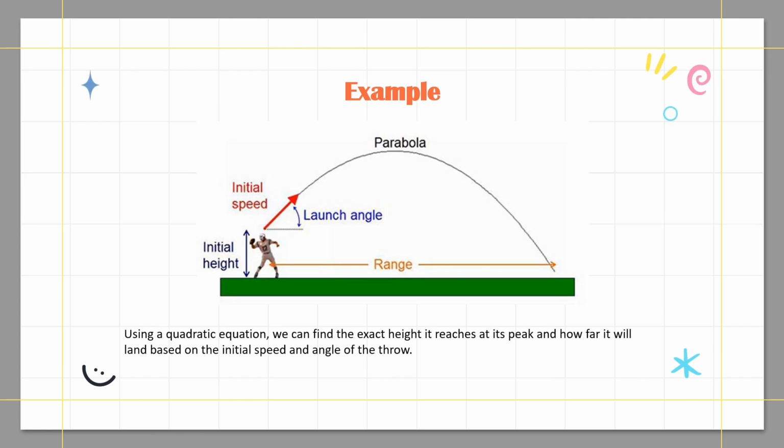Let me give you an example. Imagine a ball is thrown into the air. Using a quadratic equation, we can find the exact height it reaches at its peak and how far it will land, based on the initial speed and angle of the throw.